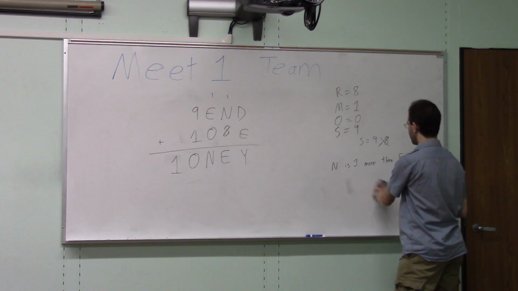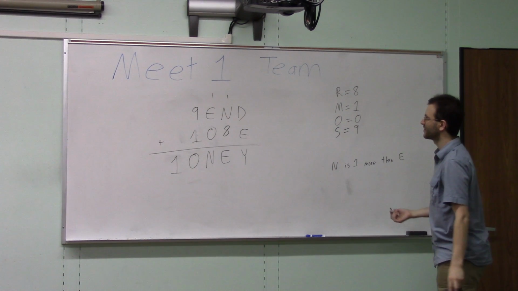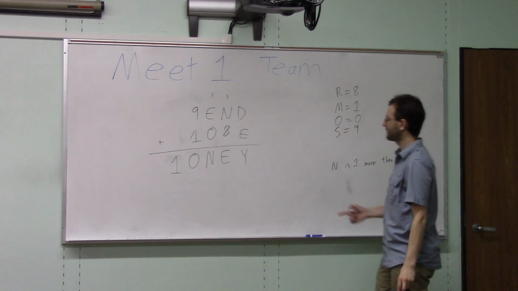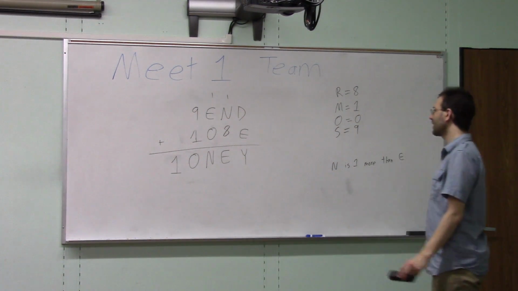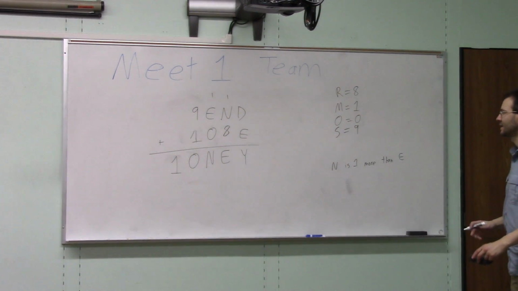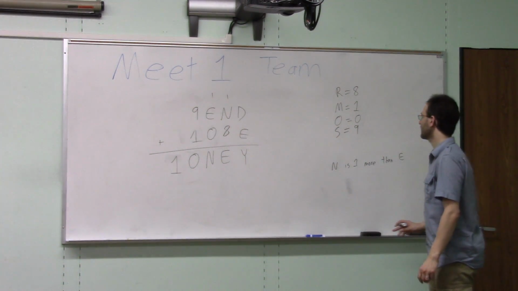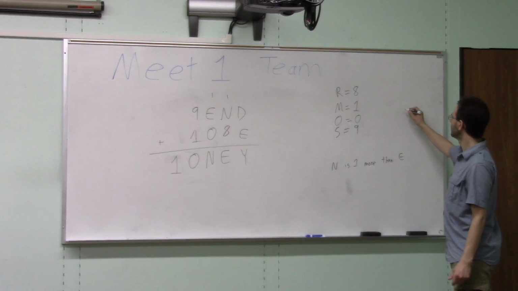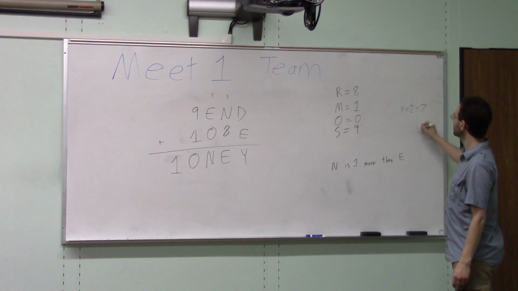So now that we know that r is 8, well, we only have so many numbers left over. Also, d plus e have to add up to enough to get all the way around again, and y can't be any of the above. So what can y be? Y could equal 2 through 7.